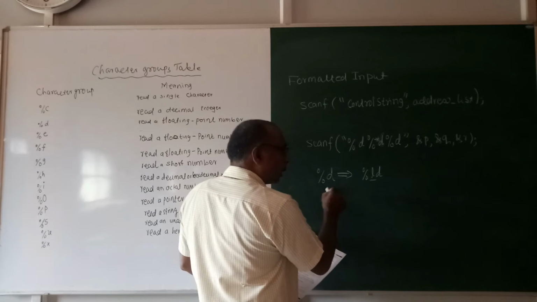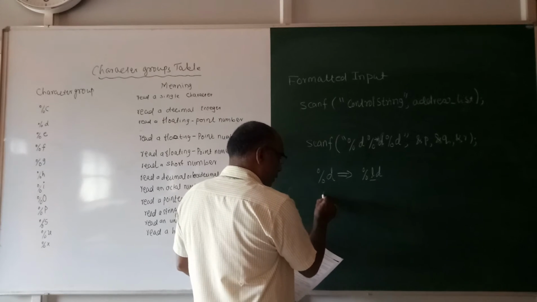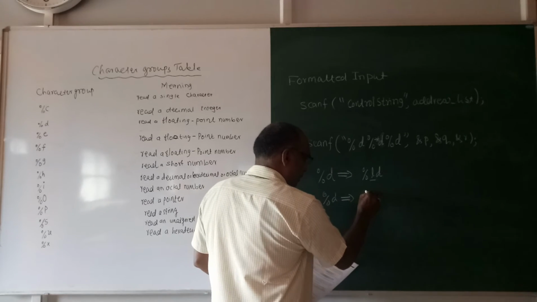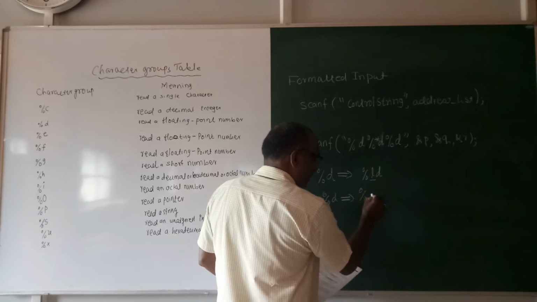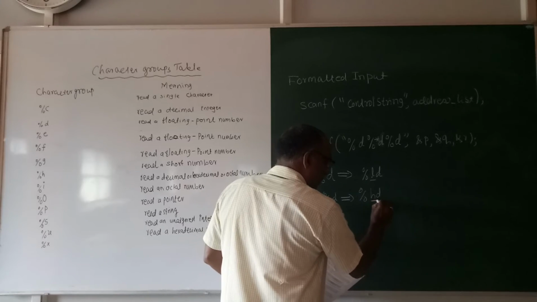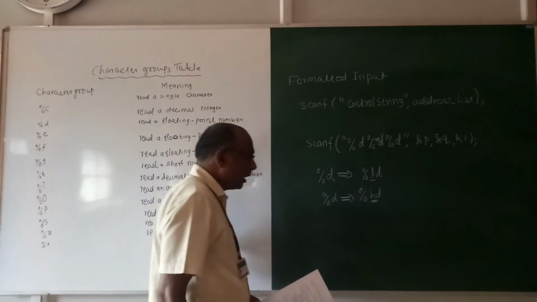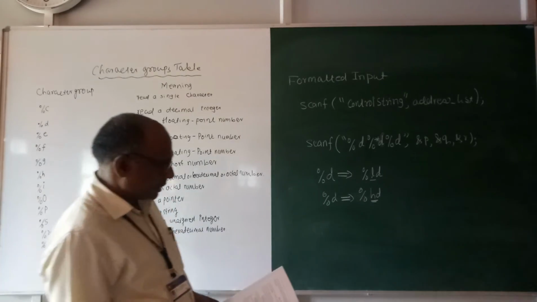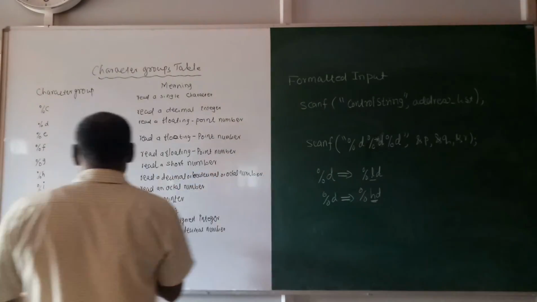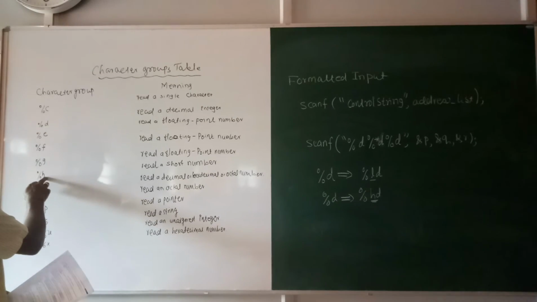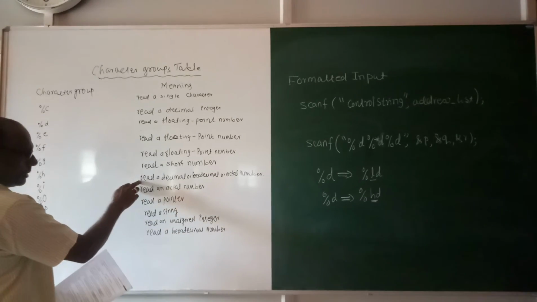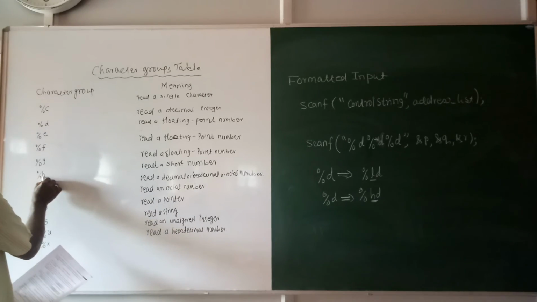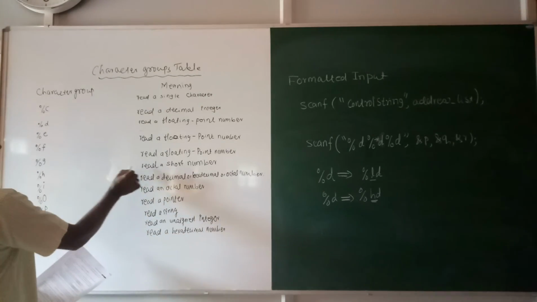For a short number, I will write this D. Instead of writing the D, I will replace it with this sign HD. This is half of the short integer. It is used for a short integer. I have written here read decimal. Okay, short integer here. Read short number it is.